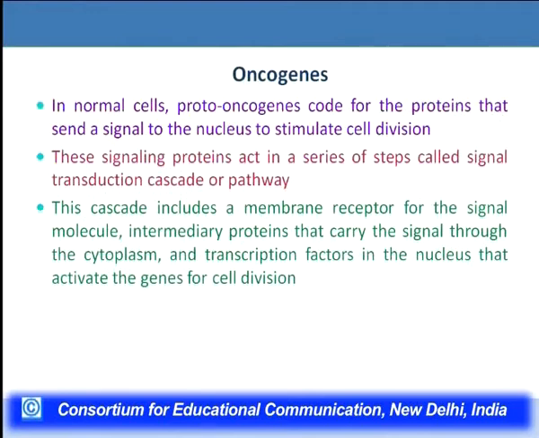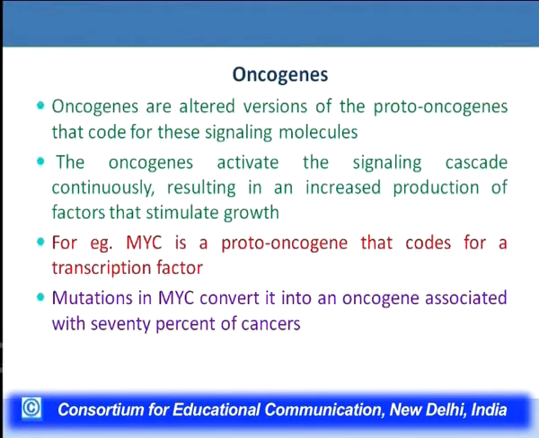Coming to oncogenes, the proto-oncogenes code for proteins which send a signal to the nucleus to stimulate cell division. They act in a series of steps called the signal transduction cascade or pathway. This pathway includes a receptor which receives a signal and activates a series of enzymes which cause the cell to divide. But oncogenes, which are formed as a result of mutation of proto-oncogenes, are altered versions of these genes, and they activate the signaling cascade continuously. Whereas proto-oncogenes produce proteins which regulate the pathway at specific times, once oncogenes are formed by mutation, their products activate this pathway continuously, leading to uncontrolled cell growth and division.